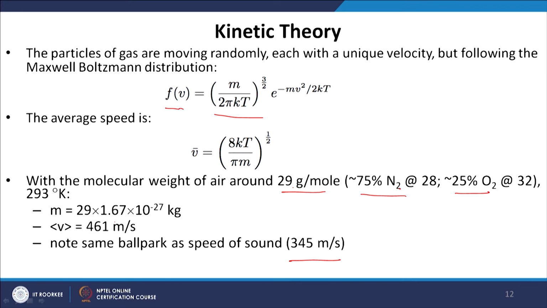So, the average speed of any gas in normal air, considering room temperature and the average molecular weight of air as 29 gram per mole, is very close to the speed of sound in air.